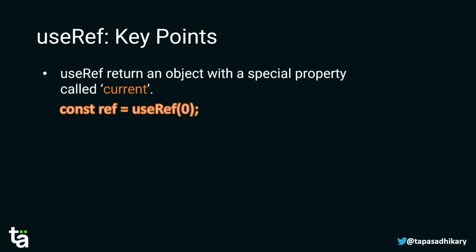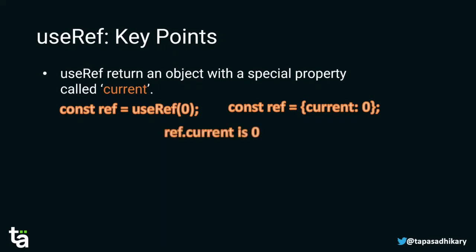The moment we do const ref equals useRef 0, you can think of the ref variable as something like this: const ref equals an object having current as a property key name and 0 as the value, because we have initialized useRef with 0. Had we initialized useRef with hello world, current would have had the value hello world. So far so great, ref.current is 0. Now if I want to update the current value, I'll do ref.current equals something, maybe hello world, true, or ref.current equals abcd, whatever I want.